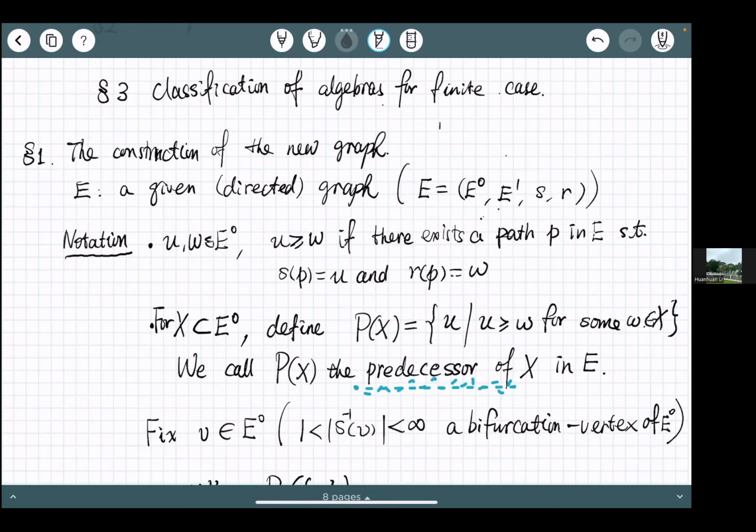Sorry, is there any problem? Muted for a second. Okay. Yeah, no, okay. Then I continue.